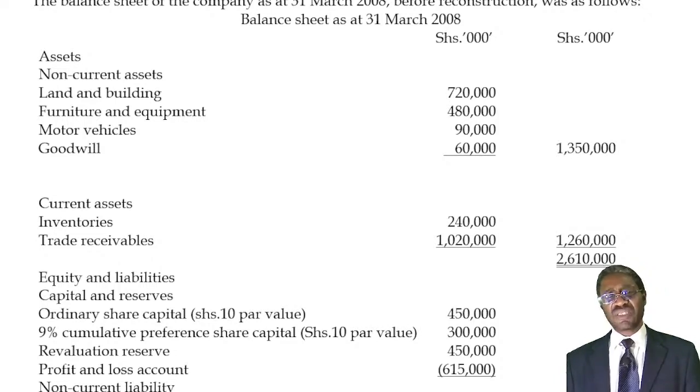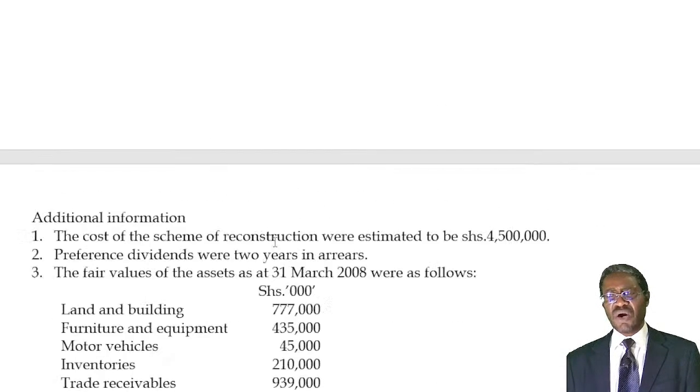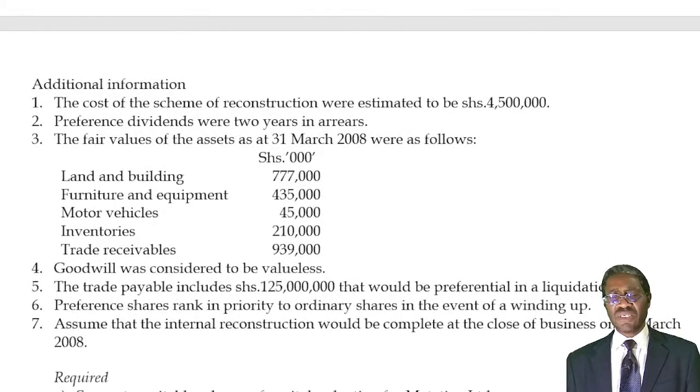What about the next asset, furniture? According to the balance sheet, it has a book value of 480. What about after reconstruction? How much will it go back into the books at? From the note, it will go back to the books at 435. That is obviously a loss. 480 was the original. Now it will go back into the books at 435. That will give rise to a loss.